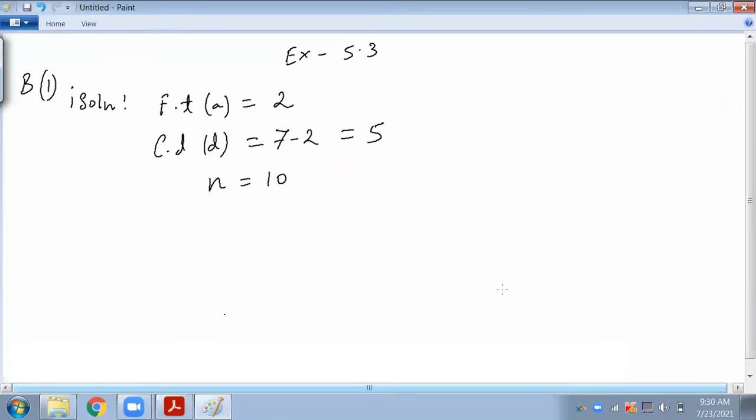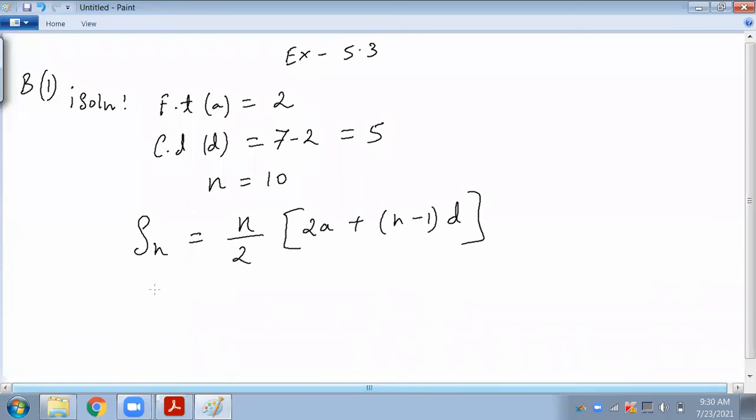Now you have to find the sum. Now the sum formula is given by what? Sn is n by 2 (2a plus (n minus 1)d). Now n is 10, so we'll find S10. So therefore S10 will be equal to what? 10 by 2. Just see and put the values.